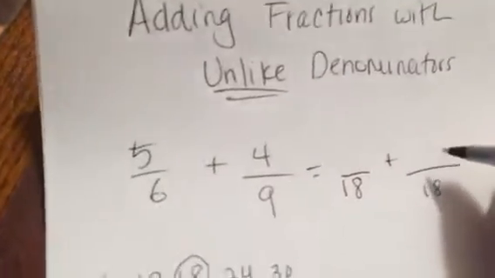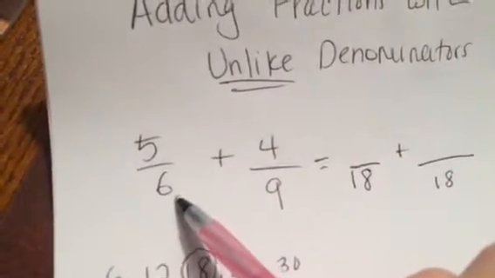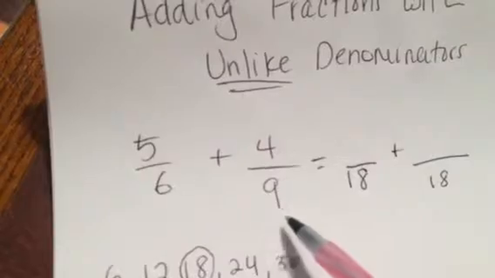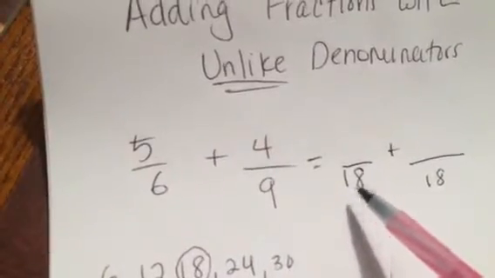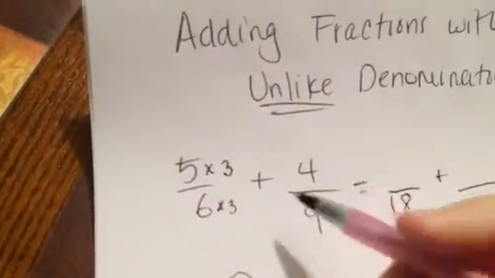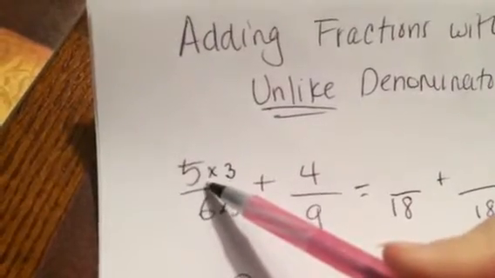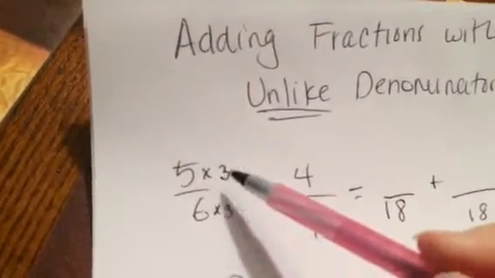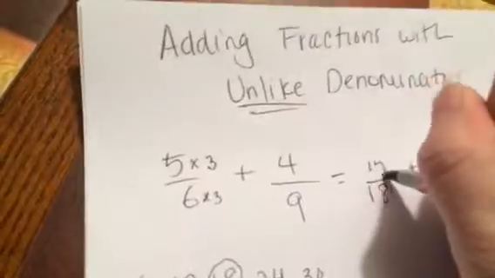and 18. Okay, now we have to go back and think about, well, what did I multiply this fraction by to get my denominator as 18? Well, I multiplied the bottom by 3. Whatever I do to the bottom, I have to do to the top. And my new numerator is 5 times 3, which is 15.